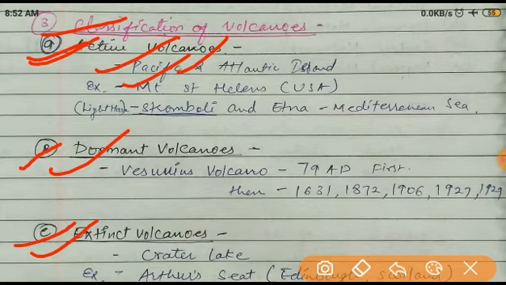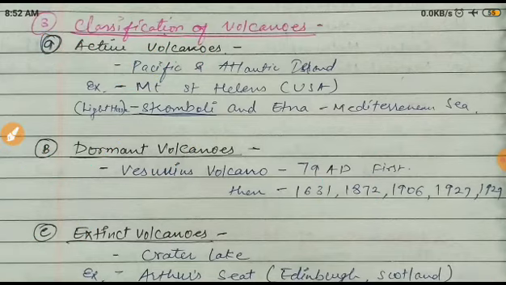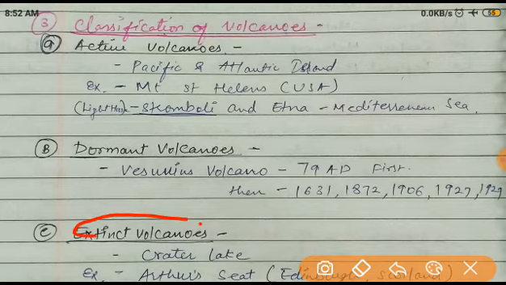Now second one is the dormant volcano. Dormant means in the past it has ejected, and in future it can also eject, meaning the chances are there, but recently or nowadays it has not ejected. Third one is the extinct. Extinct means completely stopped, meaning there is no chance that it will eject in future.